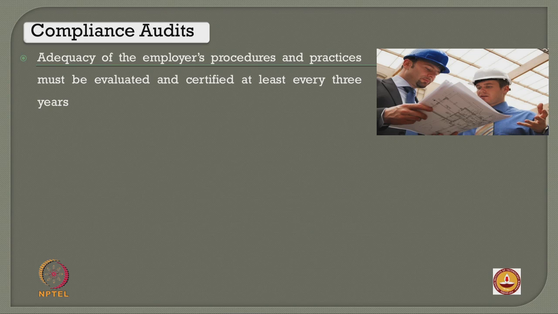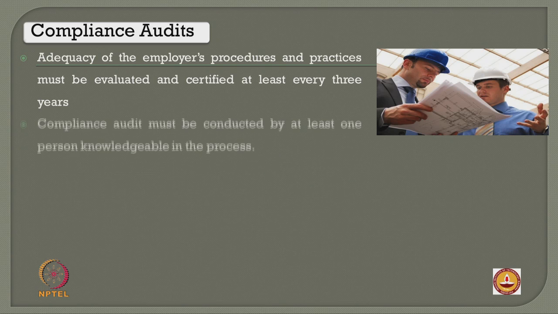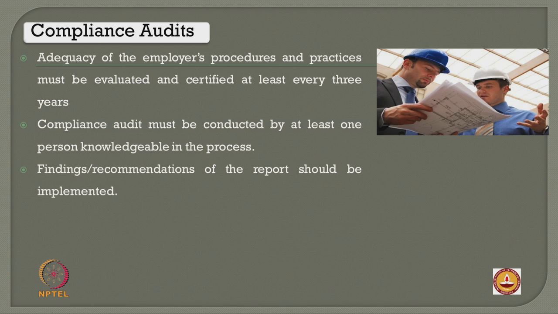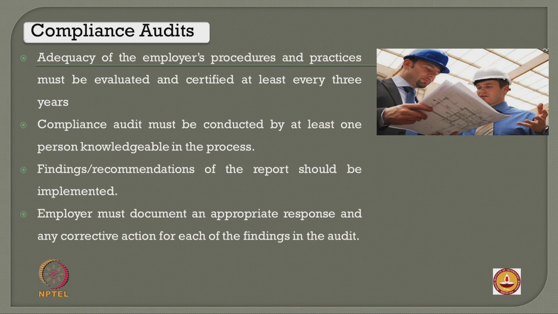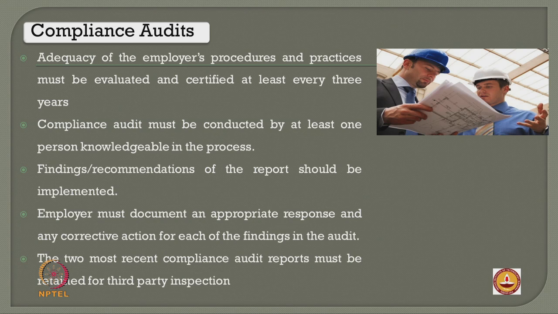The adequacy of the employer's procedures and practices must be evaluated and inspected. It should be certified by a third party at every 3 years period interval. A compliance audit must be conducted by at least one person knowledgeable in the process. Findings and recommendations of this report should be implemented instantaneously. The employer therefore must document an appropriate response and any corrective action taken by the employee or the employer based on the findings of this audit. The two most recent compliance audit reports must be retained for third party inspection as and when demanded.